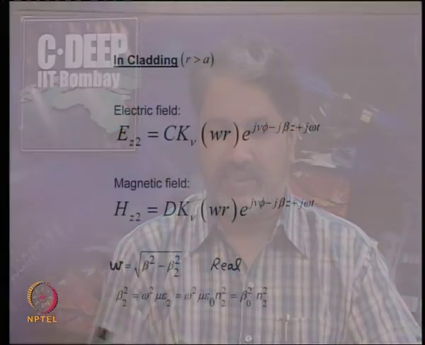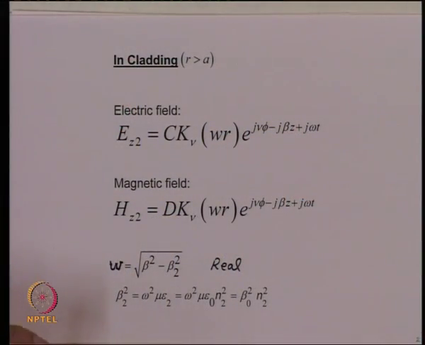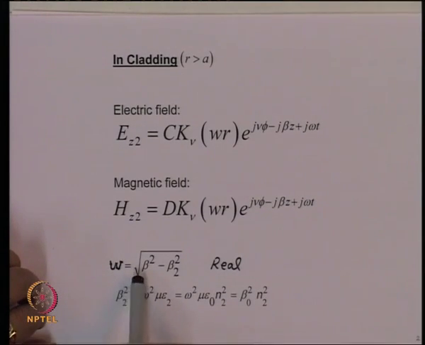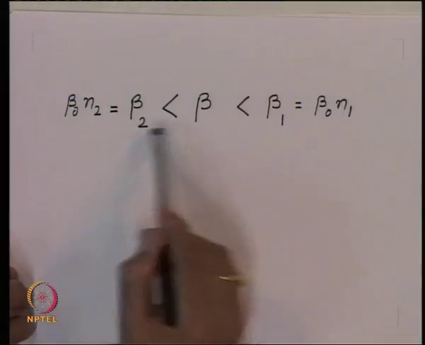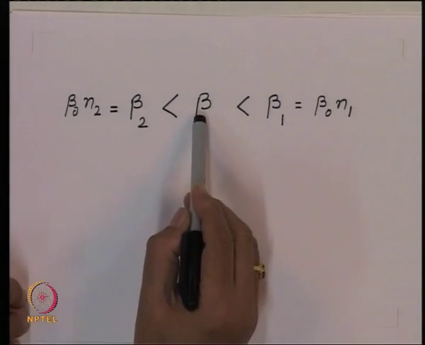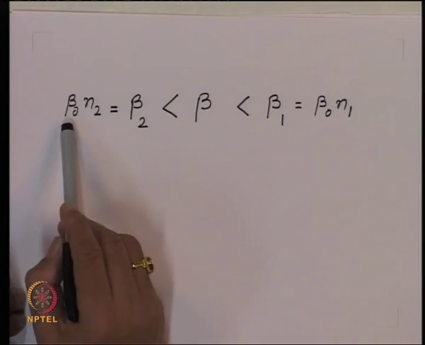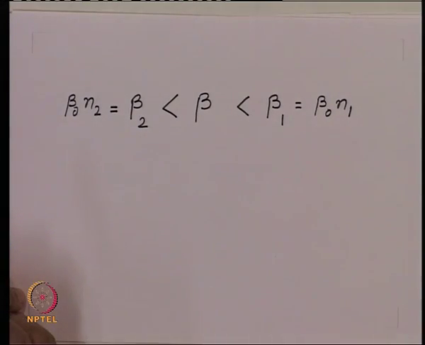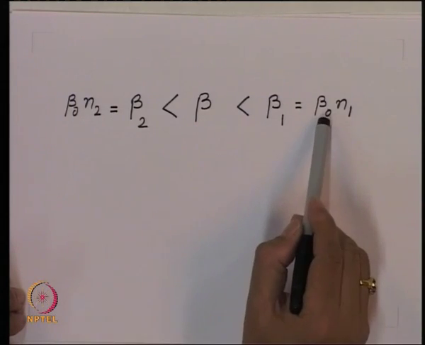So what we find is that once we have chosen this functional form for the fields inside the core and cladding, we have essentially put a condition on beta in an indirect fashion. That is, beta has to lie between the two bounds given by beta 2 and beta 1. The lowest value of beta is equal to beta 2, which is nothing but beta 0 into n2, and the highest value of beta is beta 0 into n1.